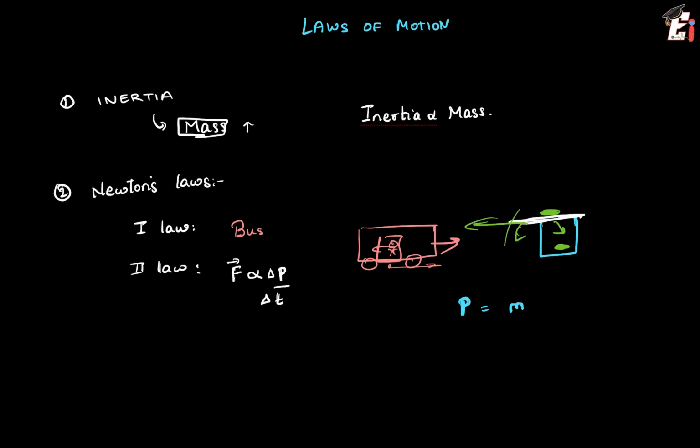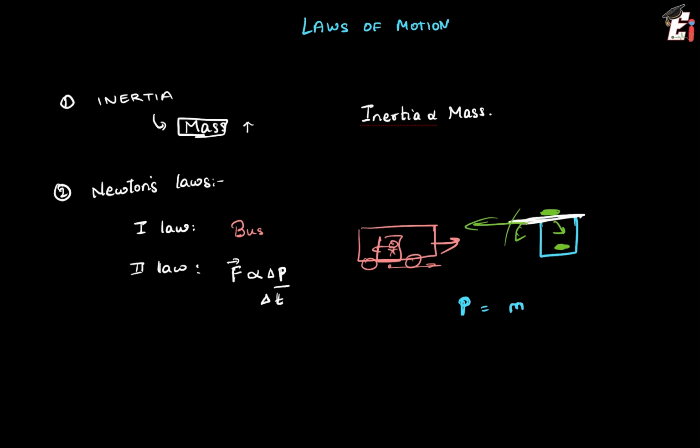So if the mass of the object is very high, it has more momentum. If a truck is coming towards you with the same speed, or if a cycle is coming towards you with the same speed, which is easier to stop? Obviously it's easy to stop a cycle with your hand, because the cycle's mass is less. So momentum depends on mass. The momentum of the cycle is less, so it's easy to stop a cycle.